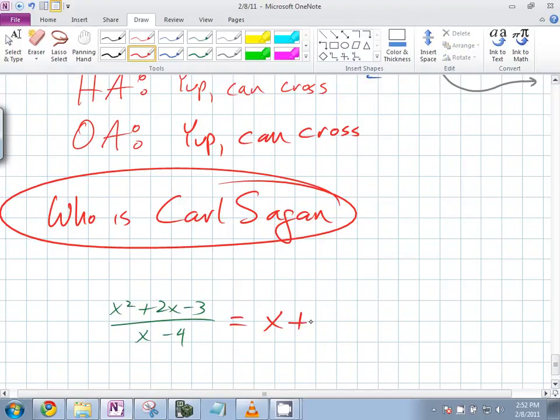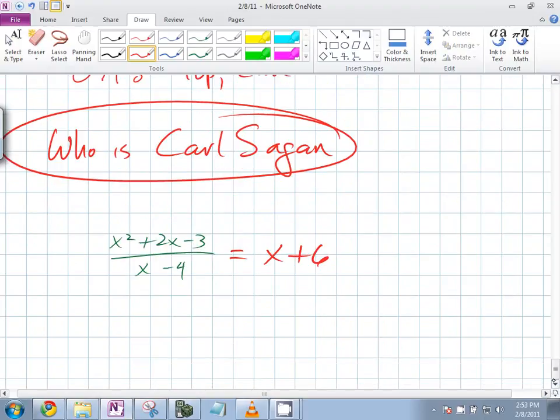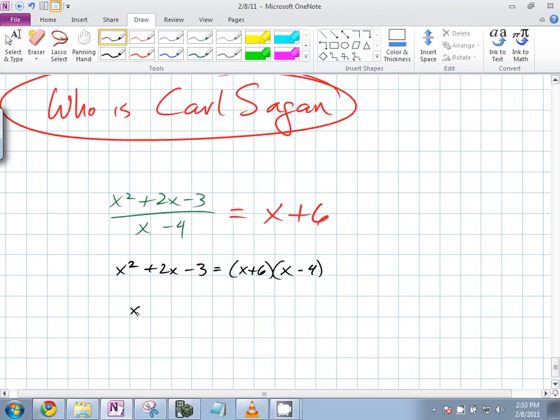No tricks involved here. How do we solve something like this? Step 1? Multiply both sides by x minus 4. So you end up with x squared plus 2x minus 3 is equal to x plus 6 times x minus 4. At this point, what do you have to do? Multiply it out. X squared plus 2x minus 24. What cancels? X squared and 2x. What are you left with? Three.